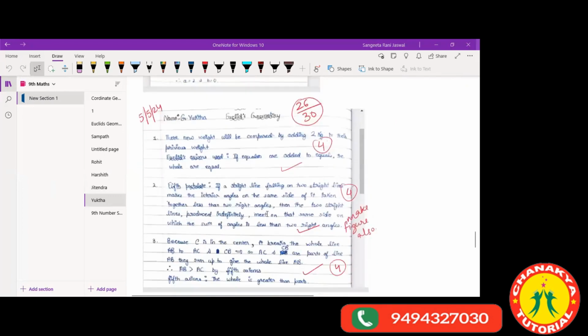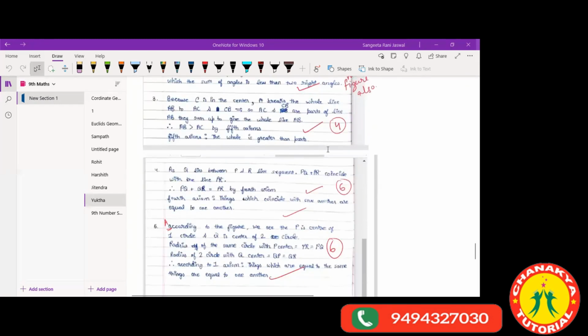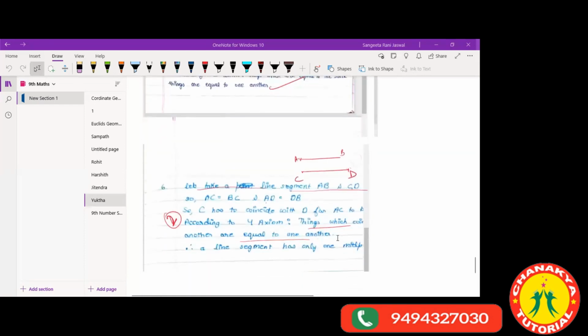Your first question is absolutely correct. Second question, the postulate is given correctly. Even so, you have not made a figure. So make the figure also, although I have given you full marks for this. Right? Third question is also correct. Fourth is also correct. Fifth is also correct.